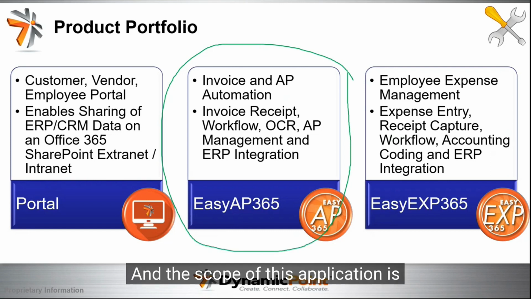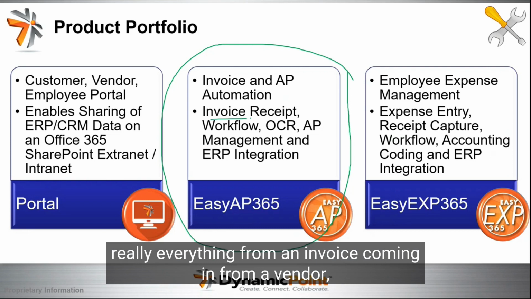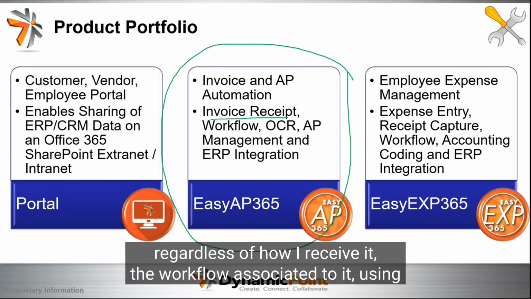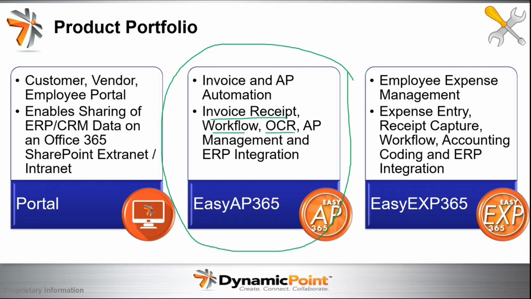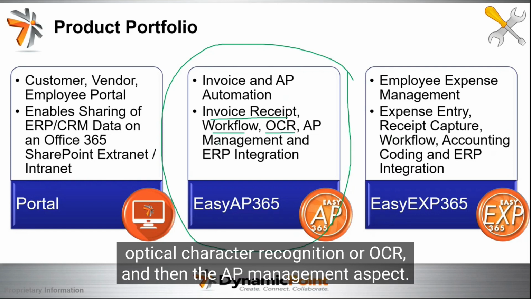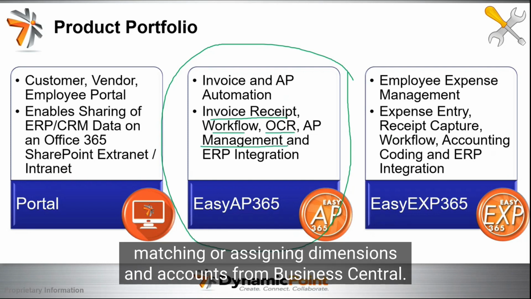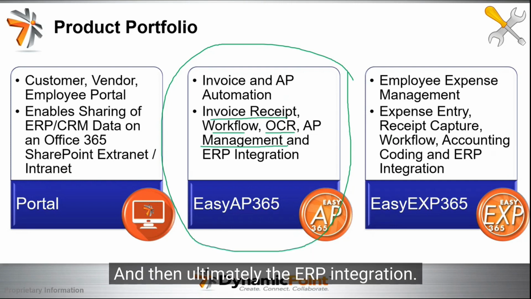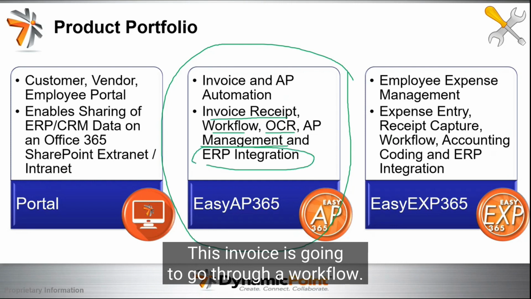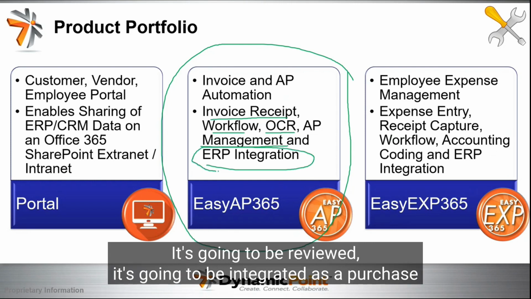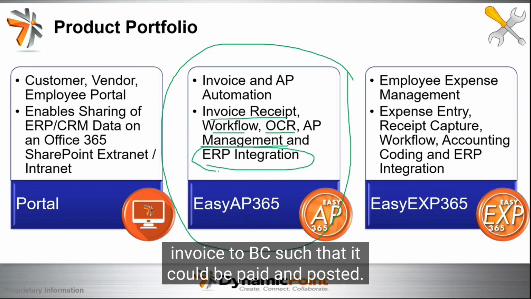The scope of this application is really everything from an invoice coming in from a vendor, regardless of how I receive it, the workflow associated to it using optical character recognition or OCR, and then the AP management aspect, and that includes such things as PO matching or assigning dimensions and accounts from Business Central. And then ultimately the ERP integration, right? This invoice is going to go through a workflow. It's going to be reviewed. It's going to be integrated as a purchase invoice to BC such that it could be paid and posted.